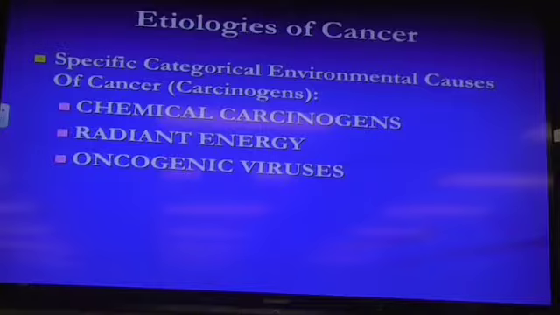Okay, so now we're going to talk about broad categories of things that cause cancer. There are chemical carcinogens such as smoking and pesticides. There's radiant energy, the one we talked about, that's a complete carcinogen, so a nuclear bomb, massive radiation. And there are oncogenic viruses. Onco, meaning tumor, viruses that can cause tumors.